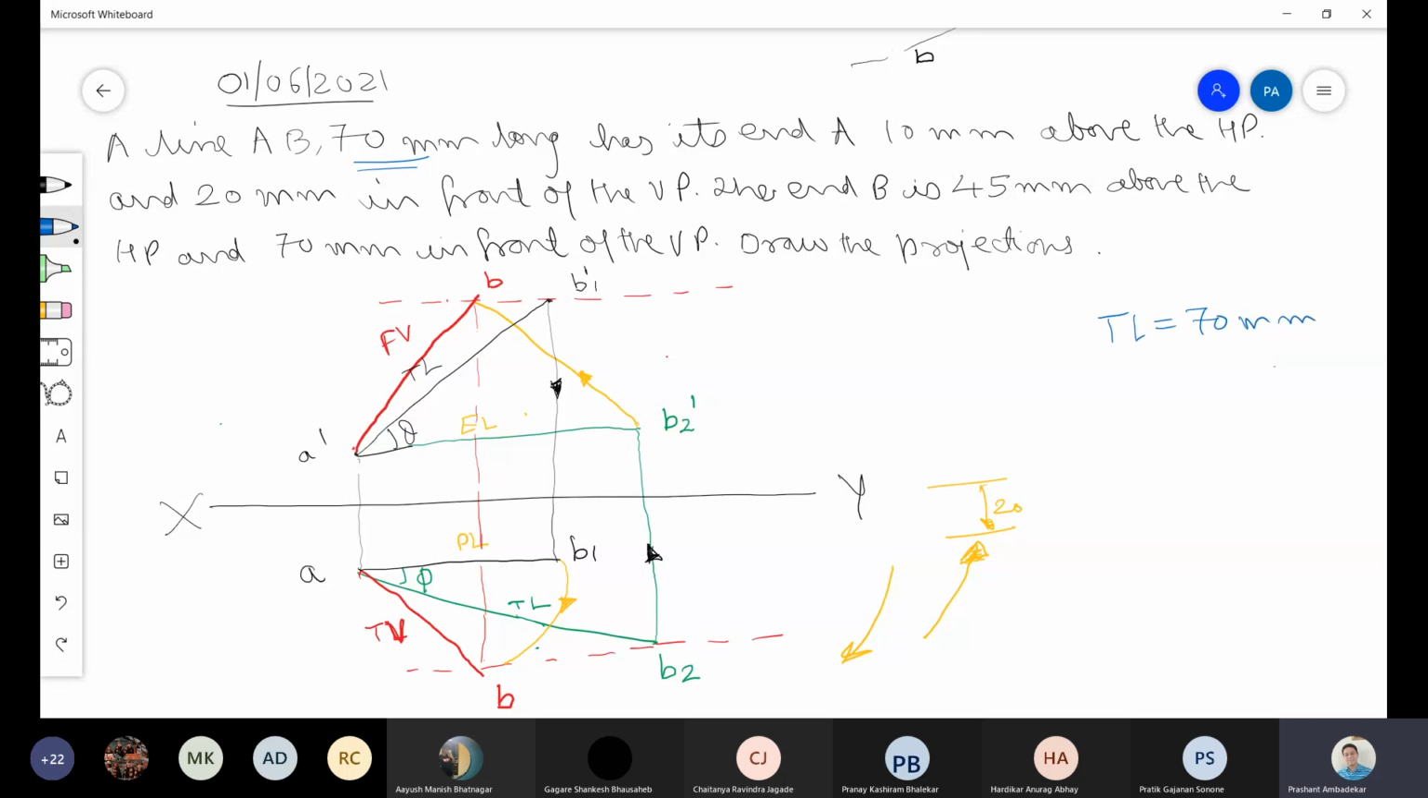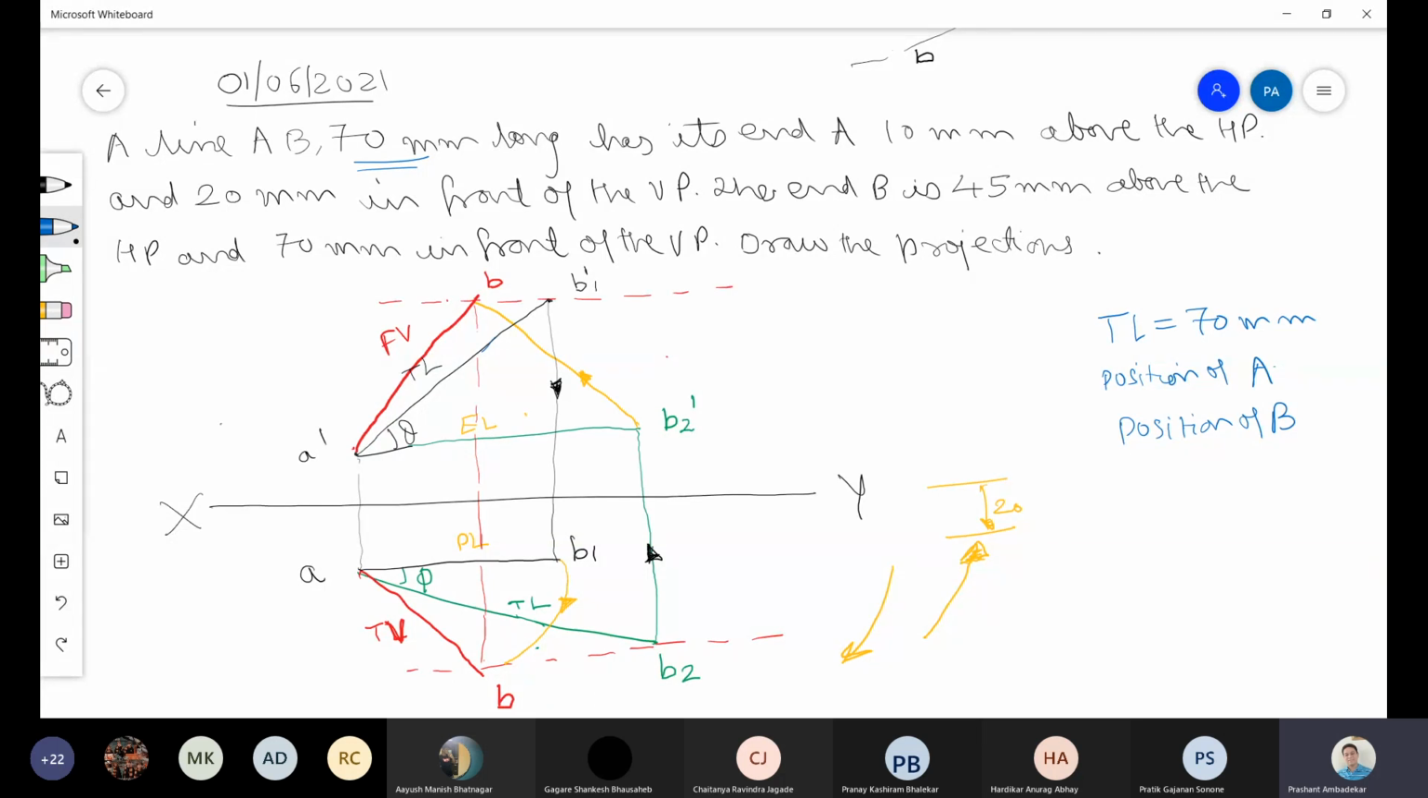Now the position of A is given and the position of B is given. So what does it mean? A line AB 70 mm long means there is a line AB whose true length is 70 mm. So this line length is known to us, 70 mm.